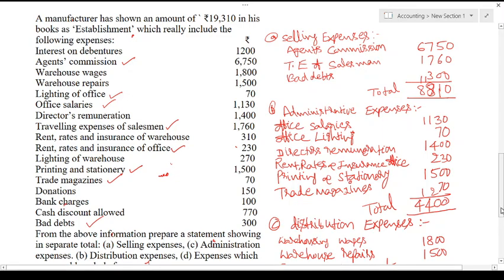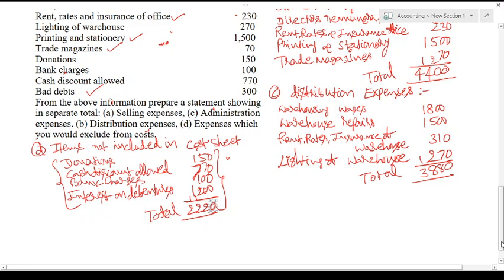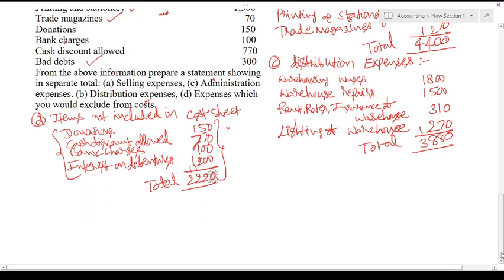Hence, I request all the students, please go through the pro forma cost sheet before solving the problems on cost sheet.